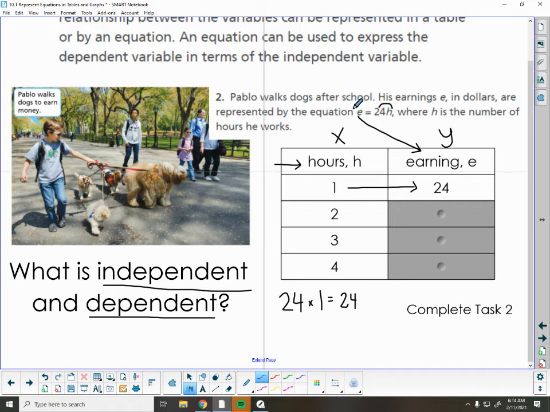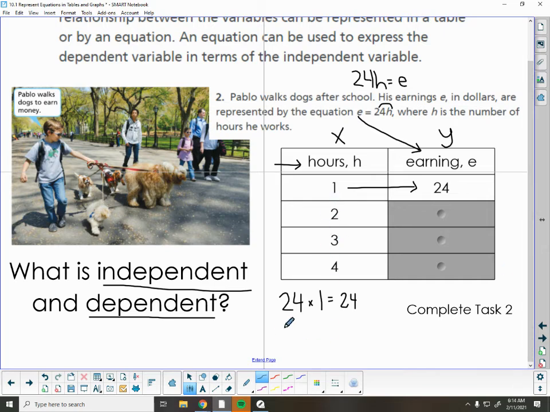Notice they put Y second. I like to flip it around and put my answer behind, but either way, 24H equals E is the same thing as E equals 24H. So these are equivalent. I just flipped it around so it matches my chart a little better.